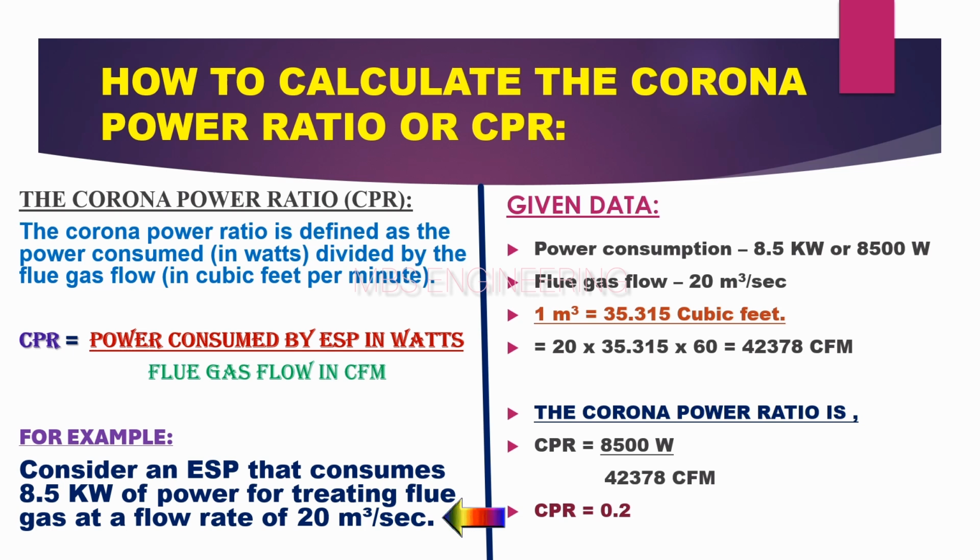Consider an ESP that consumes 8.5 kilowatts of power for treating flue gas at a flow rate of 20 cubic meters per second. Next, the given data for calculating the corona power ratio, or CPR, is: power consumption is 8.5 kilowatts, or 8,500 watts. Flue gas flow is 20 cubic meters per second.